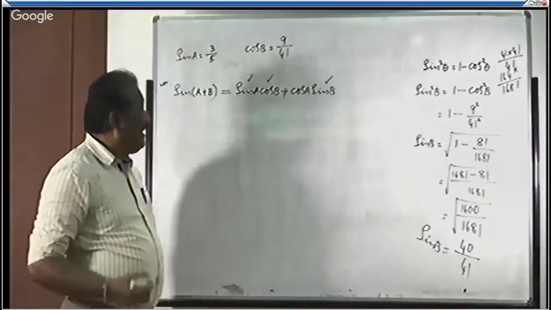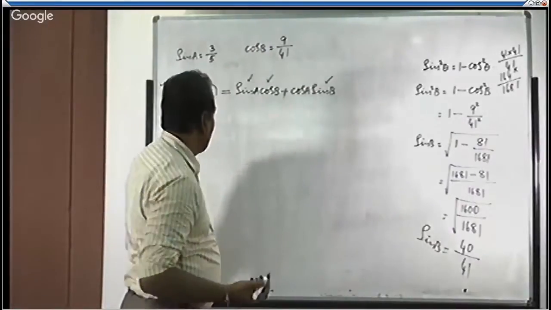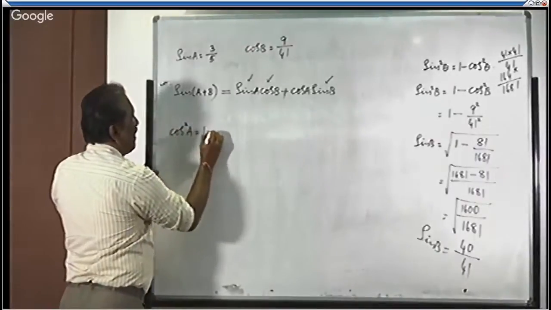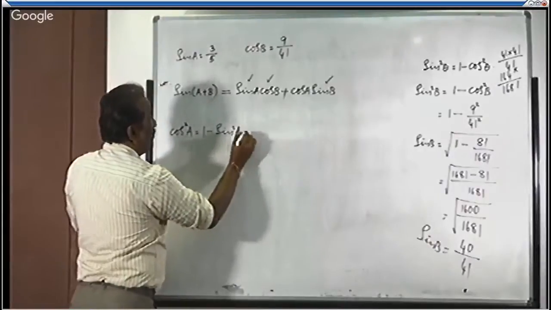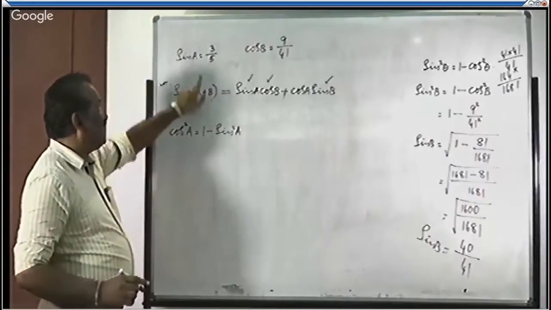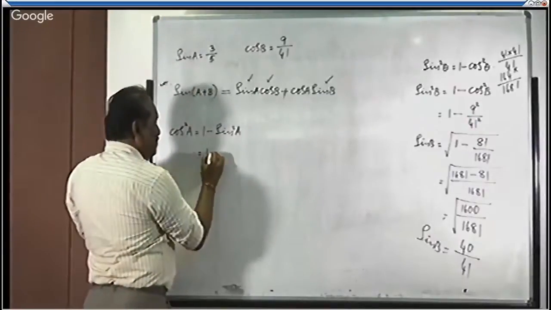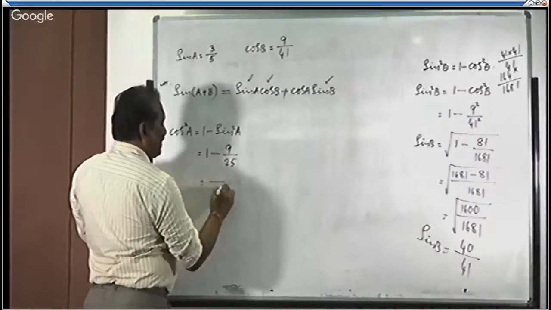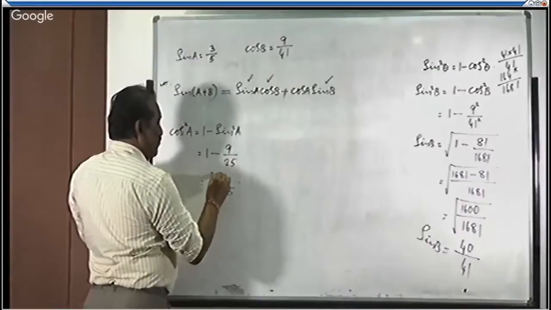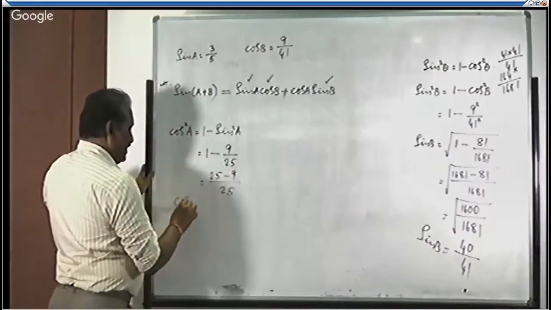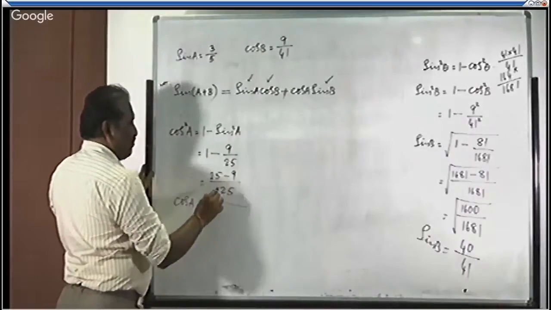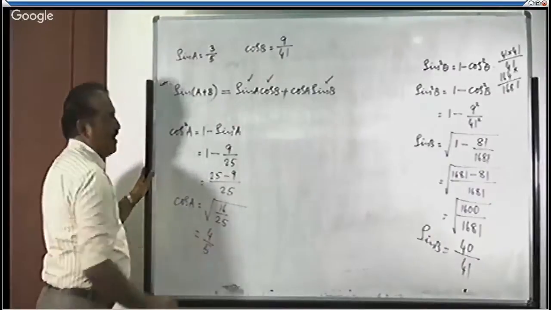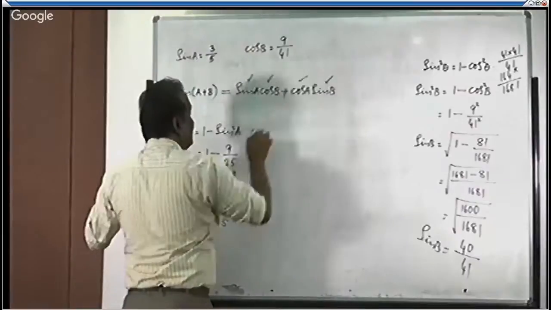So now you can rewrite. The board is not sufficient, okay, no problem. We know that cos square A is equal to 1 minus sin square A, because we know the value of sin A. This is equal to 1 minus sin square A, which is 9 by 25. If I take 25 as the LCM, it is 25 minus 9. Therefore, cos A is equal to square root of 16 by 25, which is equal to 4 by 5, right? So you know the value of cos A also.